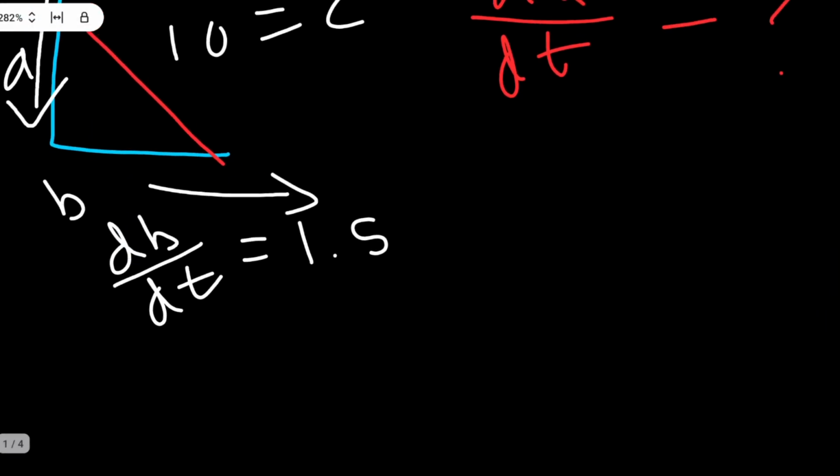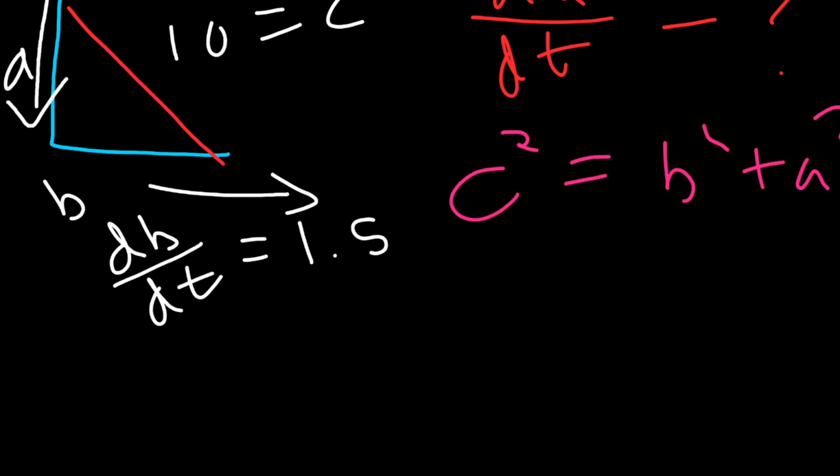So we're going to write down basically two equations that relate to each other. One of them we can derive implicitly, and the other one we use to find a missing variable, so that we can plug in and find the rate which we wish to find. So we know the Pythagorean theorem: a squared plus b squared is c squared. C doesn't have a rate, which is problematic, but it all works out when you derive implicitly. So we're going to have c squared equals b squared plus a squared, and let's derive it implicitly.